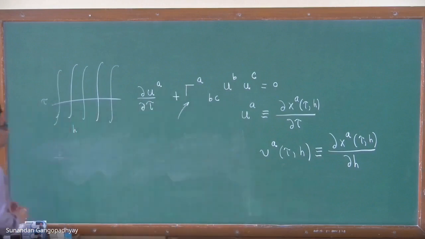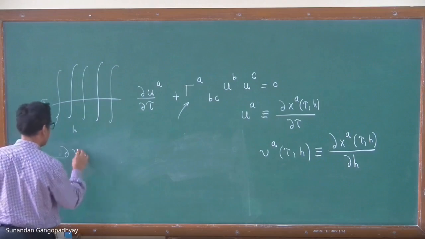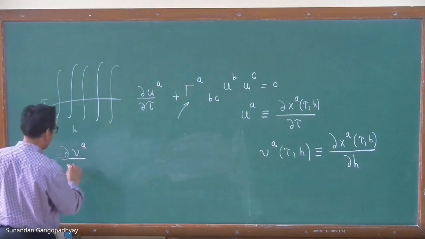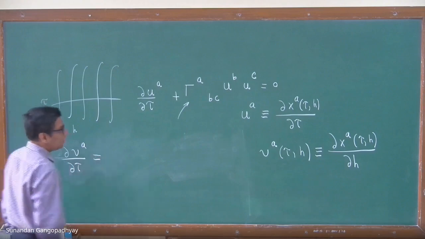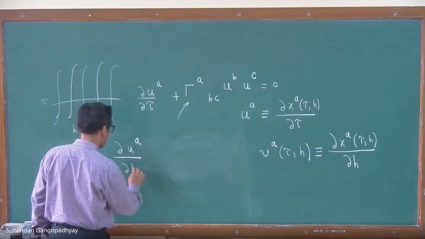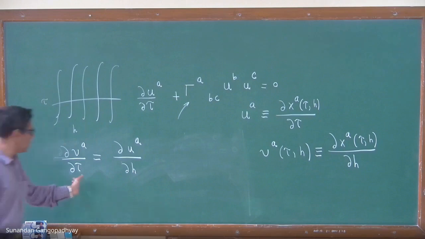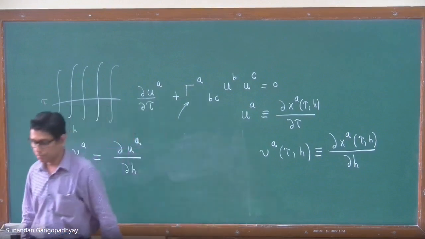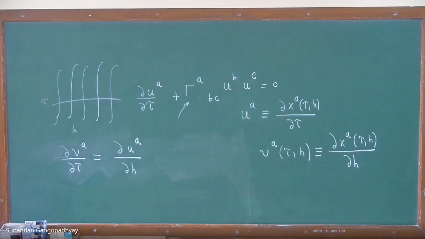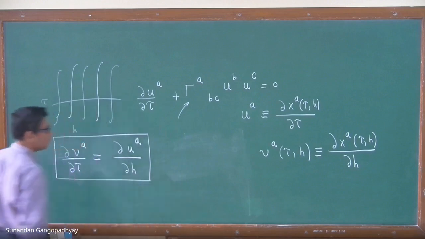Now, from these two definitions, you can immediately see that if I take a derivative of V^A with respect to tau, this will be equal to the derivative of U^A with respect to h, because we know that partial derivatives commute with each other. So this immediately follows from these two definitions. This is an important thing which we shall use immediately, as you will see.